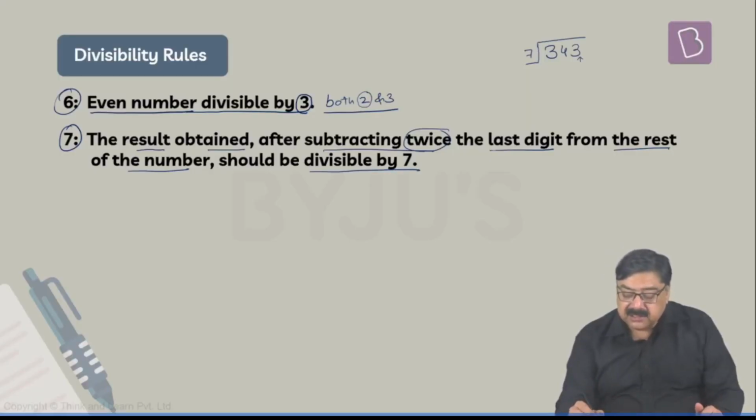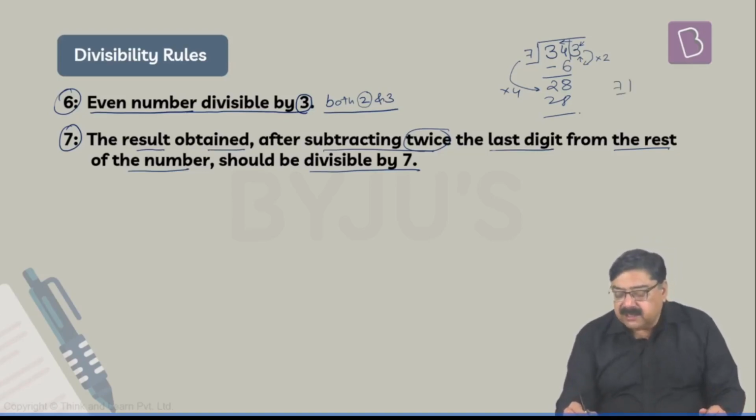Now this is the last digit, that is 3 in the units place. Let's double it. What does it become? When you multiply it with 2, it becomes 6. Now remove the last digit, then from the number formed by the remaining digits, you subtract this double of 3, that is 6. So 34 minus 6 is 28. So you know that 28 is 7 into 4. It is divisible by 7, hence this complete number will be divisible by 7.